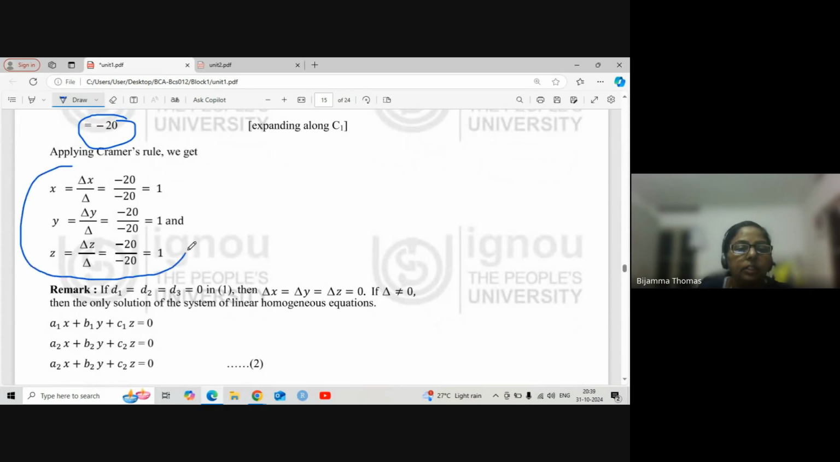That is, when you are asked to solve the system of equations, you have to identify the value of the variables. That is, X equal to 1, Y equal to 1, and Z equal to 1 is the solution of the system of equations.